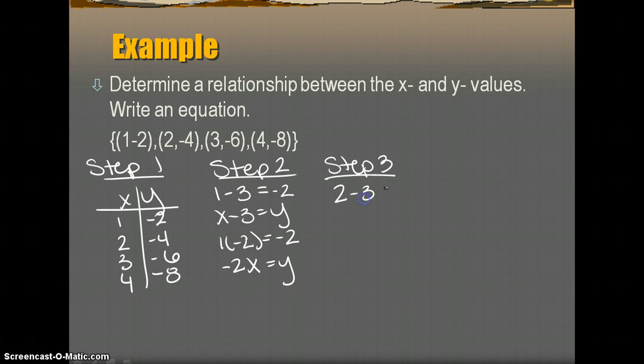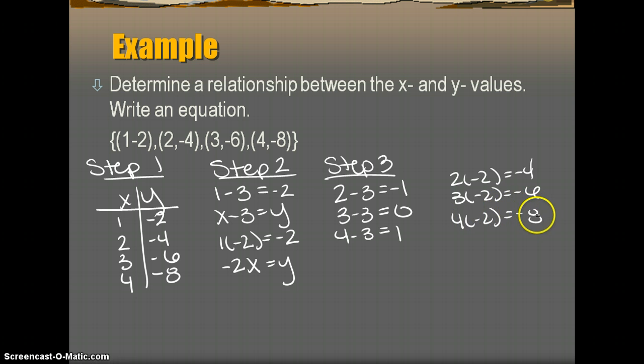So 2 minus 3 is equal to negative 1, 3 minus 3 is equal to 0, and 4 minus 3 is equal to 1. And then the other one is 2 times negative 2 is equal to negative 4, 3 times negative 2 is equal to negative 6, and 4 times negative 2 is equal to negative 8. In this case, you will recognize that the subtraction of 3 does not give us the remaining values, so this one doesn't work. Therefore, the second of our two attempts at finding a relation is the correct answer.